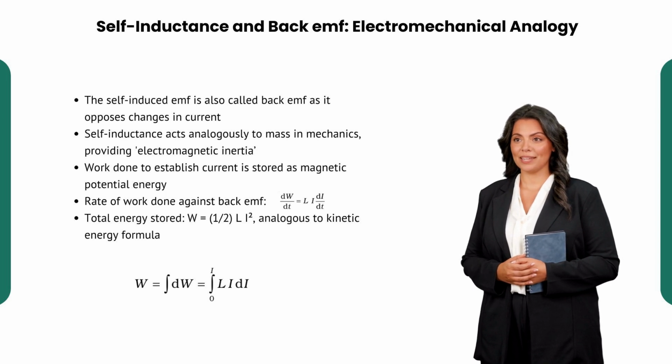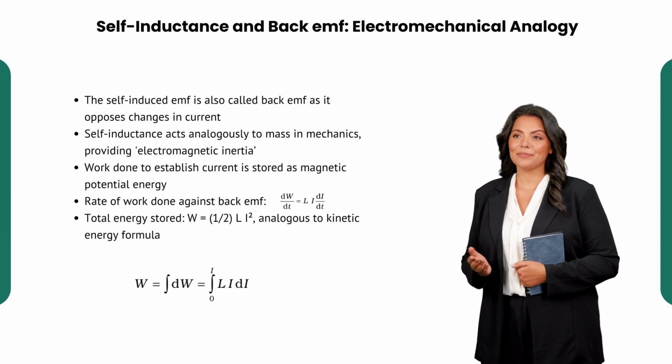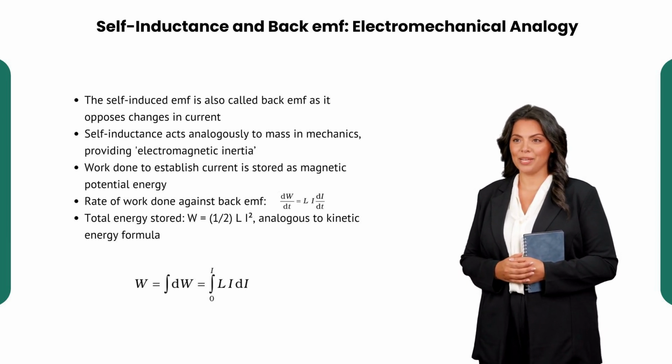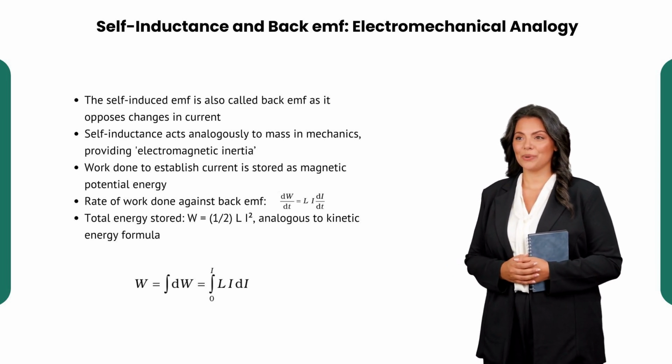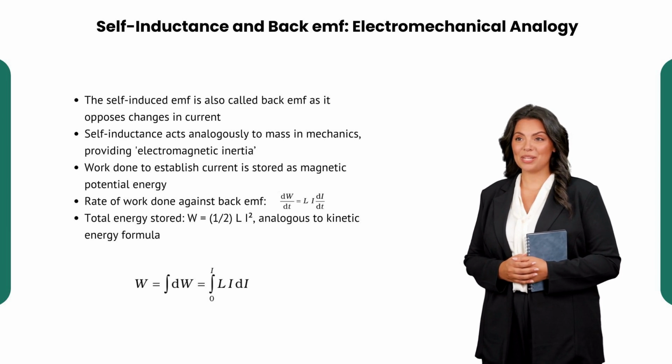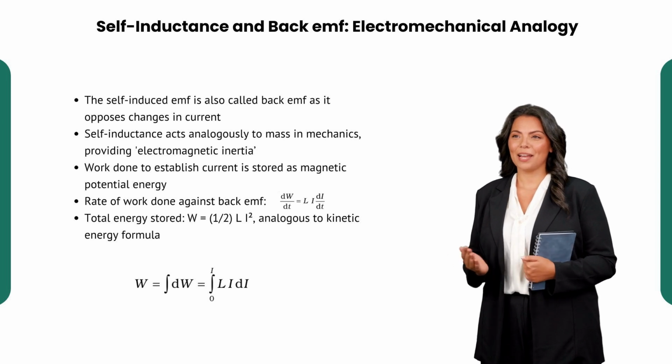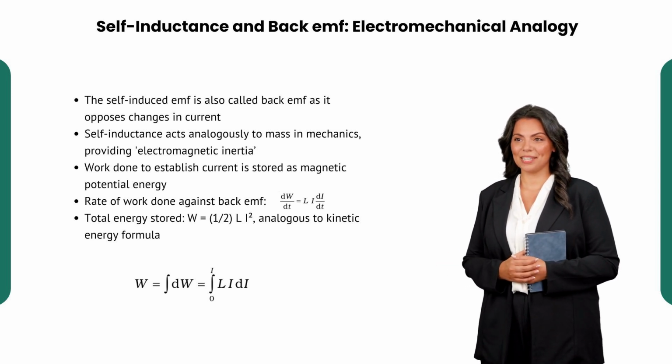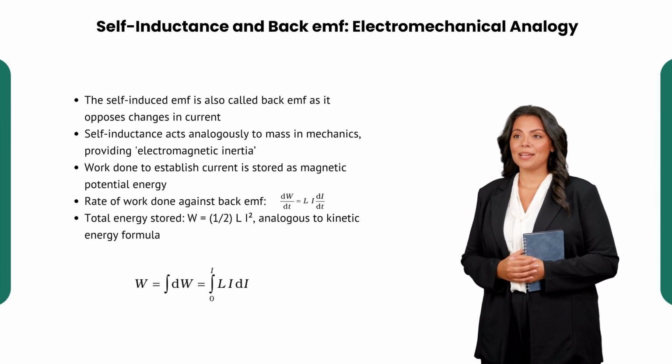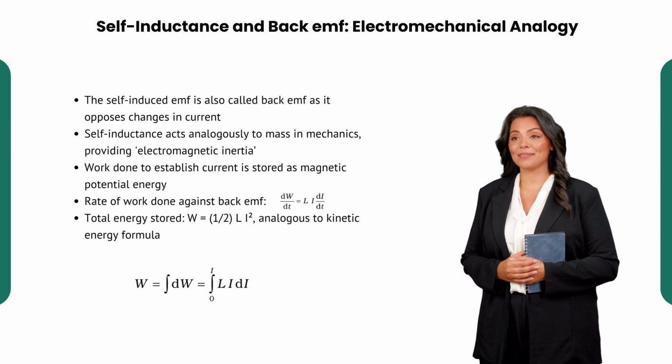To increase current in the coil, work must be done against this back EMF. The rate of this work done, or power, is the induced EMF magnitude times current. dW over dt equals the absolute value of epsilon times I, simplifying to L times I times di by dt by substituting the EMF formula. Calculating the total work done to build up the current from zero involves integrating this differential energy, leading to W equals 1/2 L times I squared.